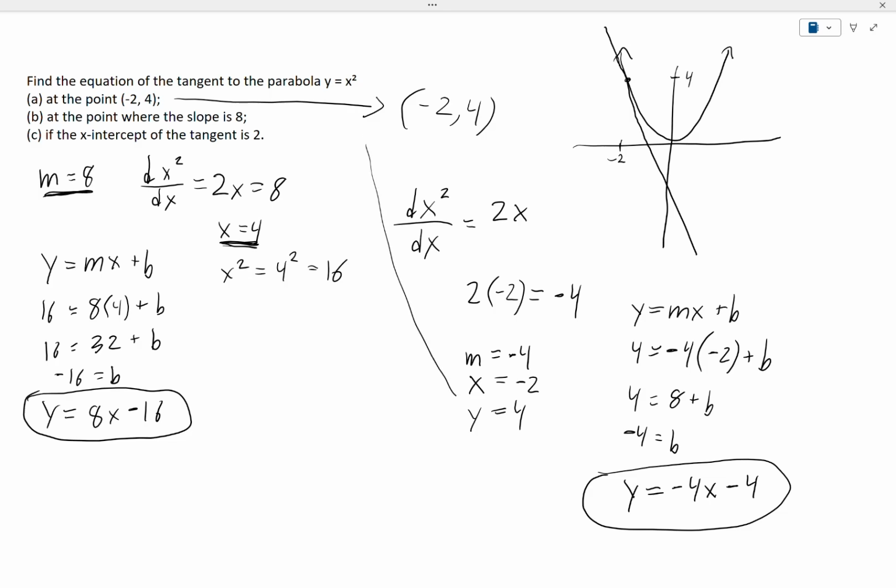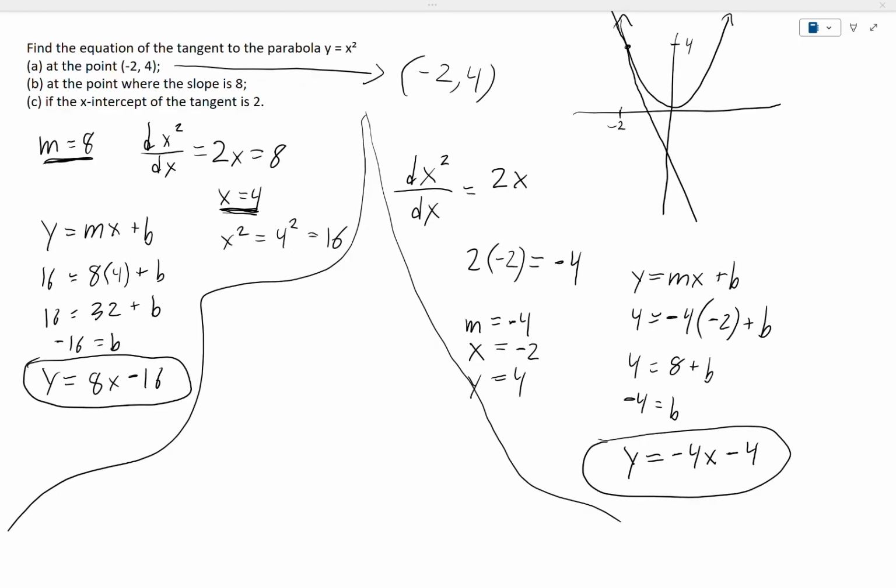So we have part A on this side, part B on that side, and I'll do part C down here. Part C says, find the equation of the tangent to the parabola y equals x squared if the x-intercept of the tangent is 2. So with that bit of information, they're giving me a point on that tangent line. If the x-intercept of the tangent is 2, therefore the tangent goes through this point right here, (2, 0). That's a point that the tangent goes through.